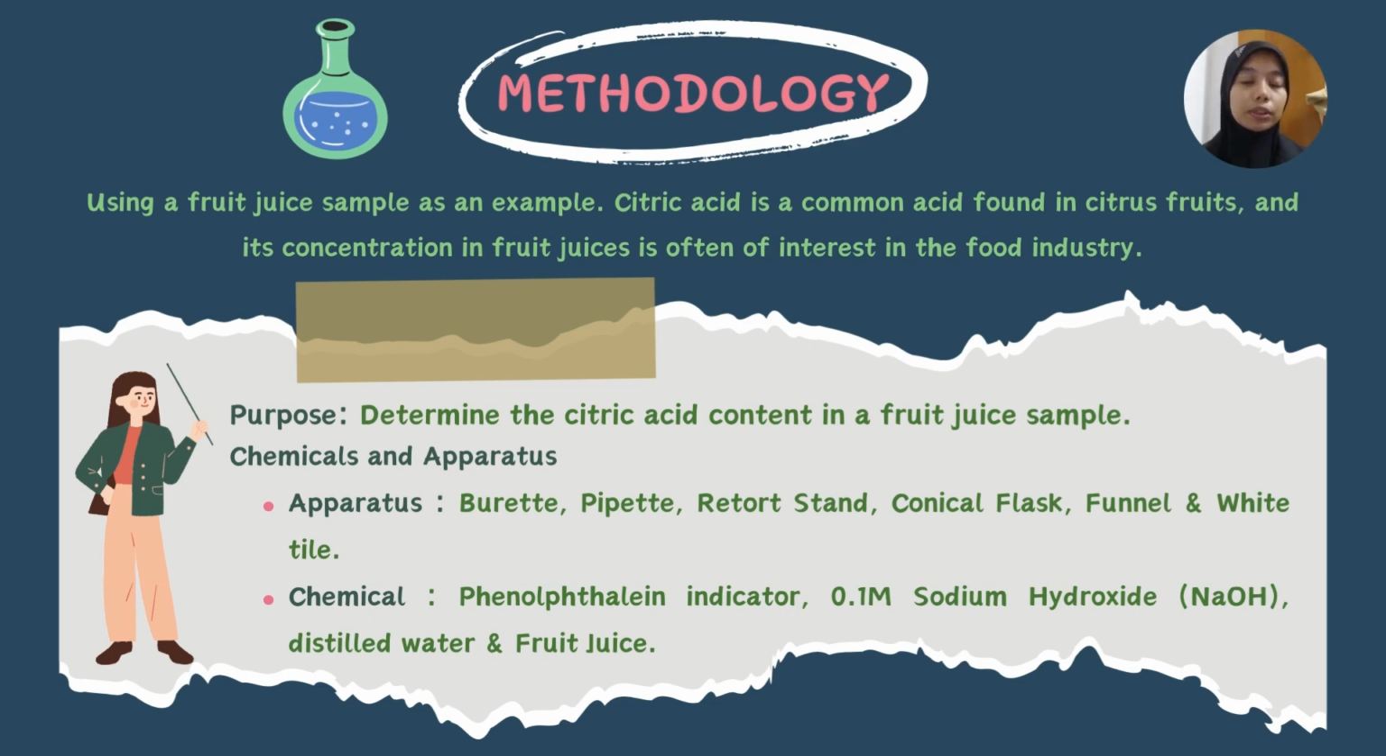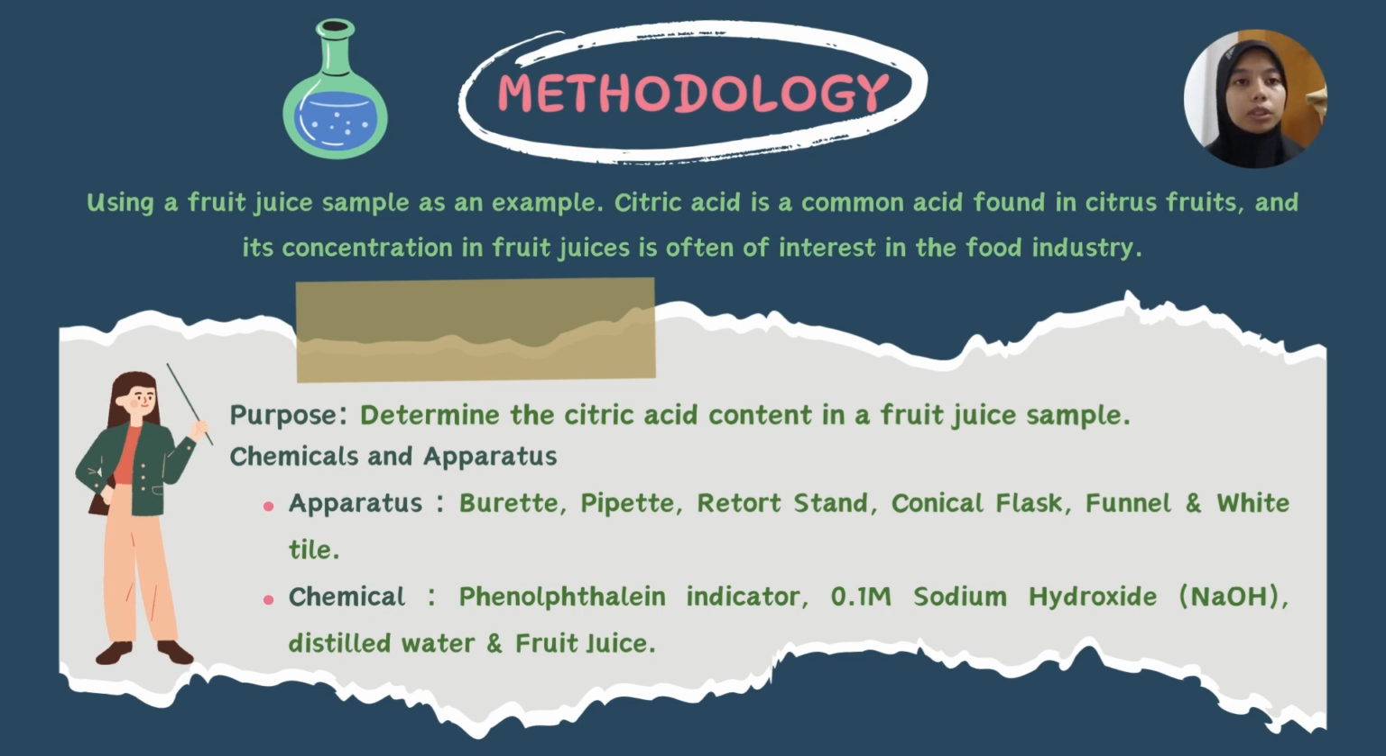Fruit juice contains citric acid, a common acid found in citrus fruit, and its concentration in fruit juice is of great interest in the food industry. So the purpose of our methodology is to determine the citric acid content in the fruit juice sample.